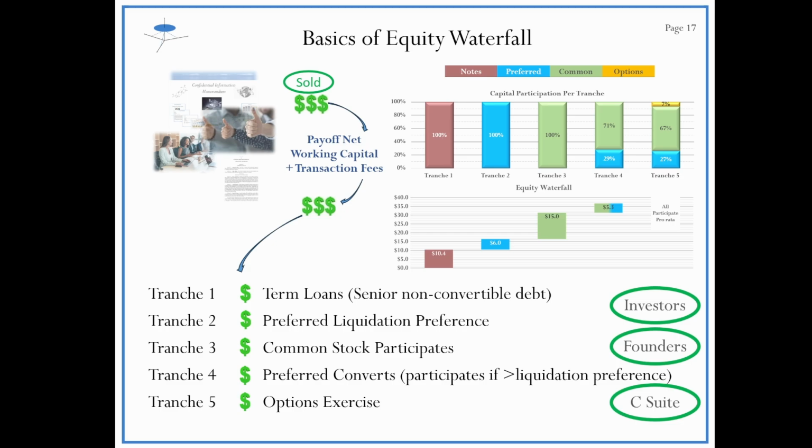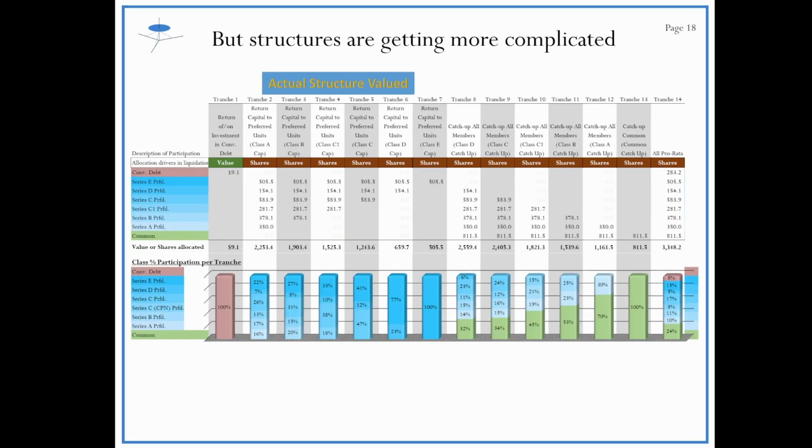If this was a participating preferred, the preferred stock would start accumulating value with the common immediately, in tranche 3 in the example. In the waterfall, each tranche of participation reflects the rights and preferences of the class and the points at which participation changes. Structure could get any more complicated. For instance, this is a real capital structure.